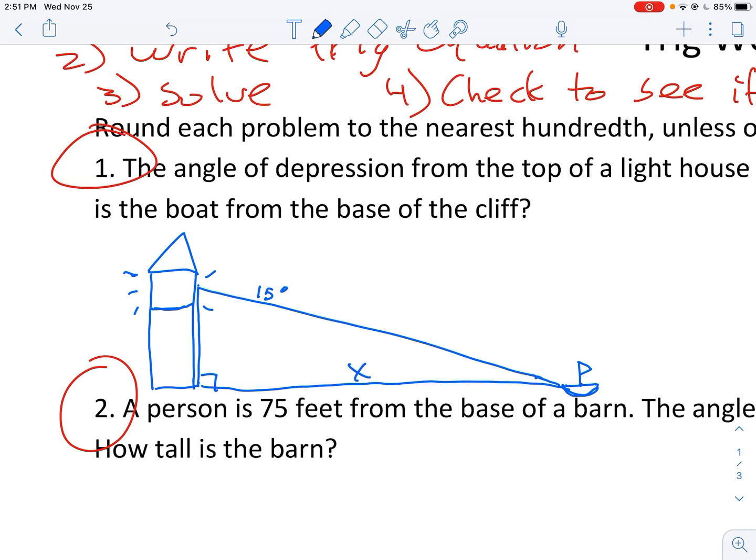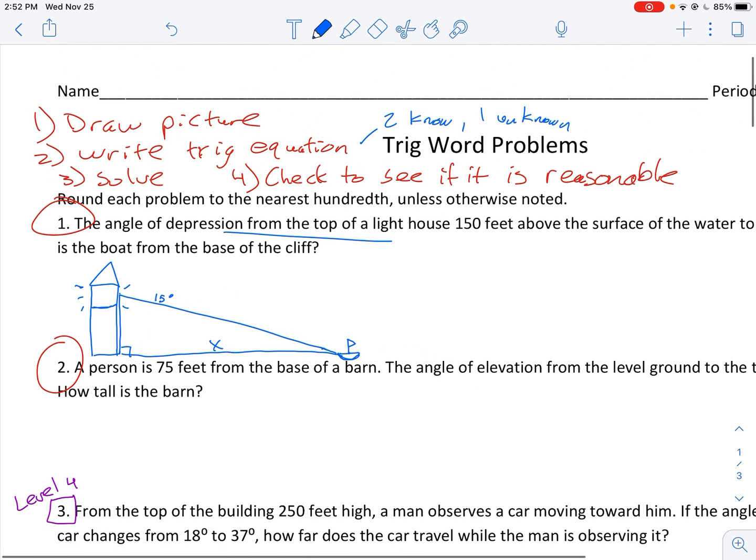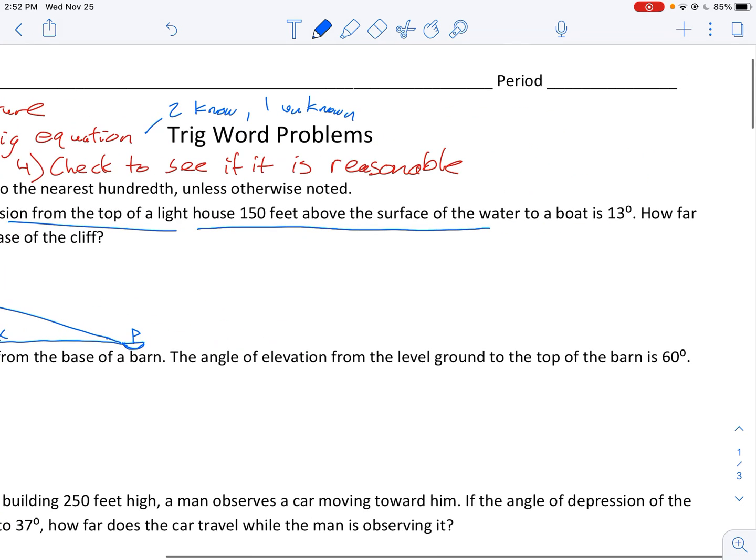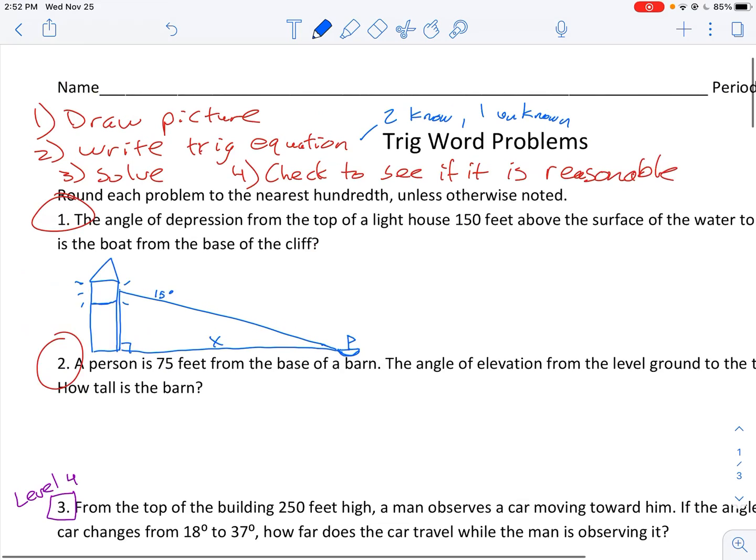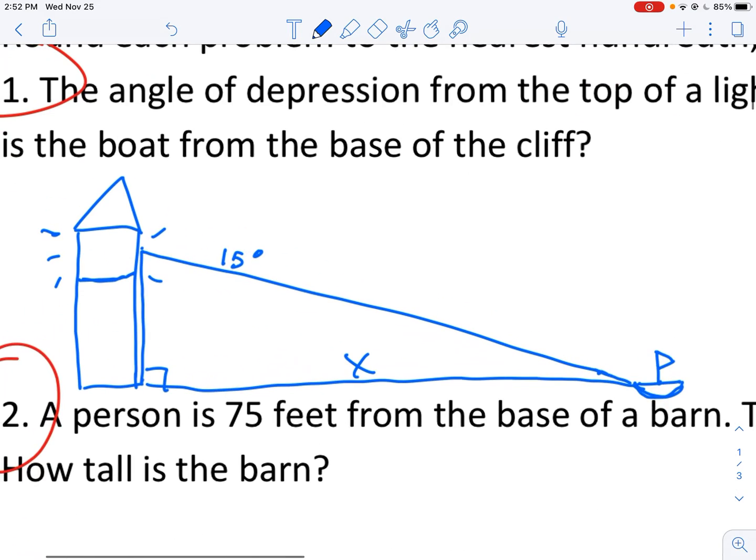That's our unknown. Well, in our first sentence, it mentions this thing called an angle of depression. And this is not the clinical depression. This is depression like you push down on something, and that's called a depression. Like if you punch your pillow, you make a depression in it. That's what this depression is. And the angle from the top of the lighthouse, 150 feet above the water, to the boat is 13 degrees. So, 13 degrees. I don't know why my picture has a 15 in it. That's ridiculous. Anyway, it's 13.